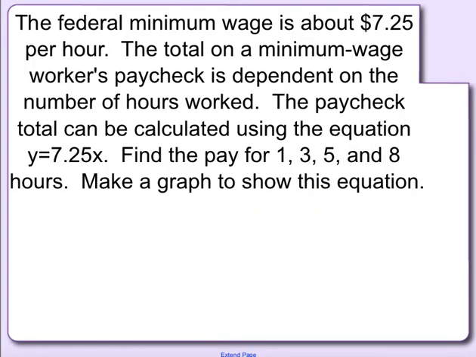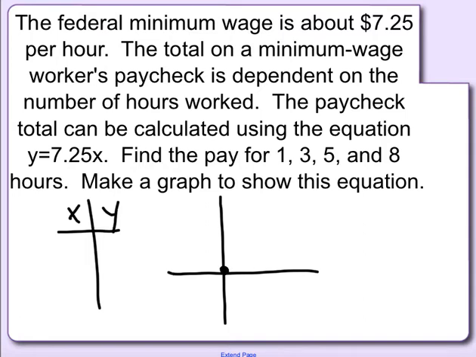So the federal minimum wage is about $7.25 per hour. Total minimum wage is dependent on the number of hours worked. So we can choose for 1, 3, 5, and 8 hours, what is the pay? Well, just like we did on the other page, you would make an XY table, and I'll let you do that yourself, but you will see that it starts at the origin at 0, 0 and goes up at $7.25 per hour. And it doesn't make sense to go into the negatives, because how could I have negative hours worked? Over here, we would have negative hours worked and negative pay. So in this case, it wouldn't really make sense to extend that line to that left side. So just plug in those numbers and find the amount of pay.